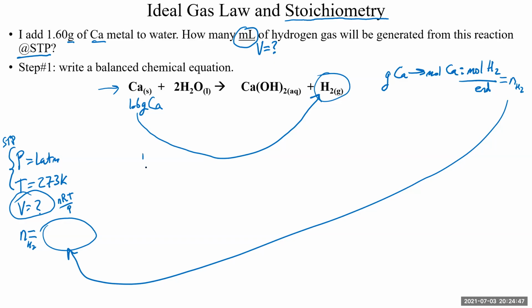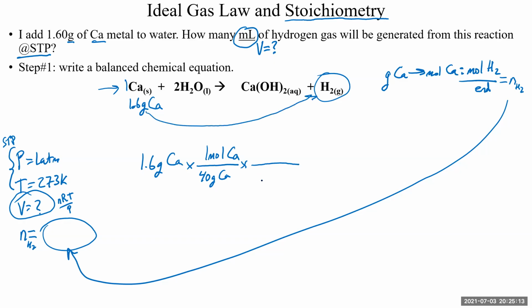So let's take it one step at a time. Work with what you've got, 1.6 grams of calcium. We know that calcium weighs 40 grams per mole. That's the atomic weight of calcium. Just look it up on the periodic table, about 40.1. I like to round a little bit when I'm doing these problems. 1 mole of calcium. Then we go from calcium to hydrogen. This is a 1-to-1 ratio. So 1 mole of calcium gives us 1 mole of hydrogen gas. And that's it. That is our N value for hydrogen. In fact, we'll set this whole thing equal to N sub H2.